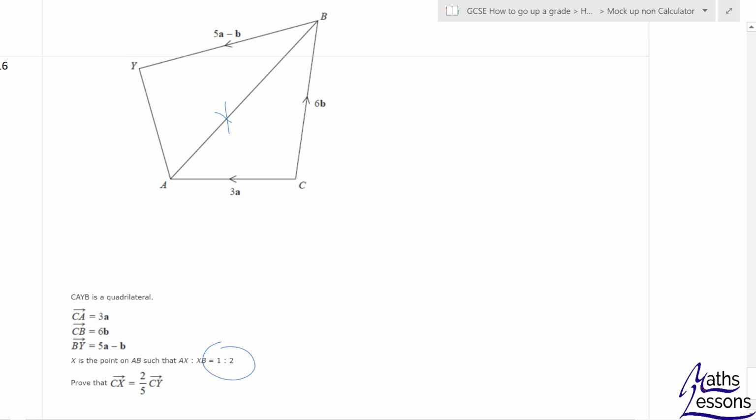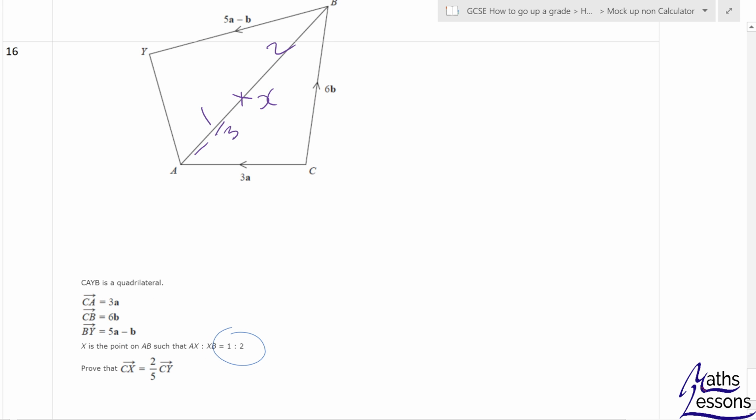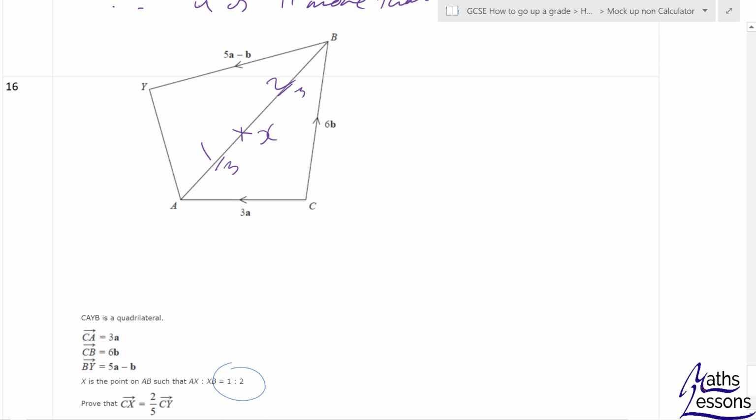So I want to prove that CX is equal to 2/5 CY. First of all, I need to find out where X is. AX to XB is 1 to 2, so it's going to be 1/3 of the way along. Always write this as a fraction, so as you can remember, it's 1/3 of the way along.